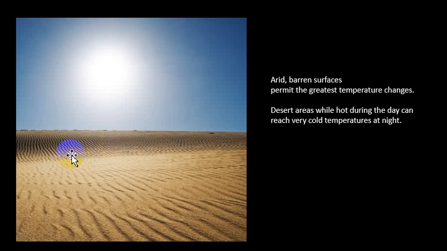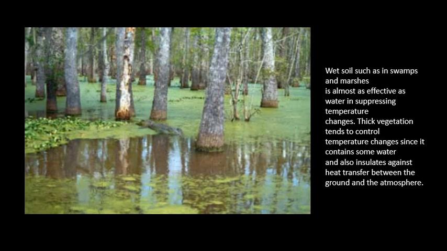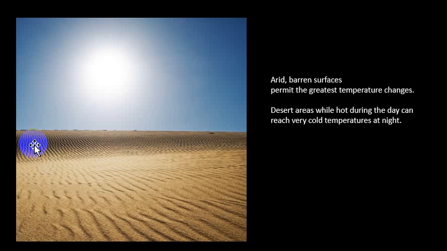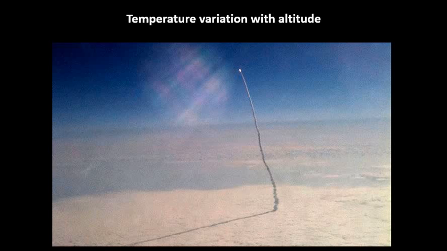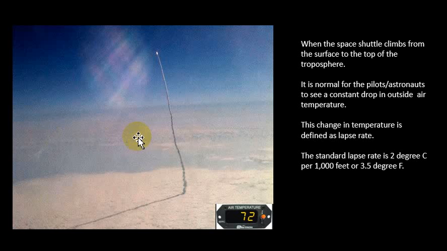Now, this area will resist major temperature changes, while this area, like desert areas, these places are where you get the major temperature changes. The desert can be very, very hot, 100 plus degrees during the day, and it could be very, very chilly at night. And then another thing affecting temperature variations with altitude is lapse rate, which we're going to go into.